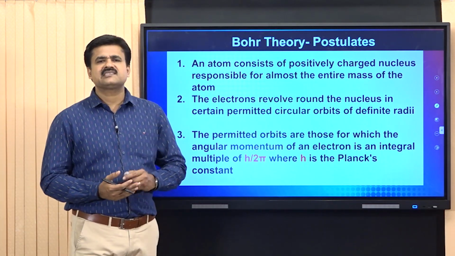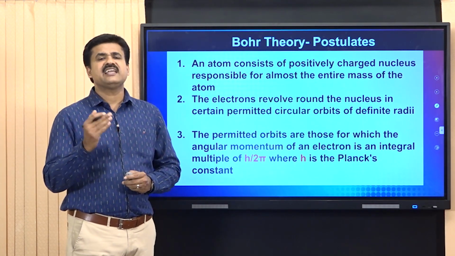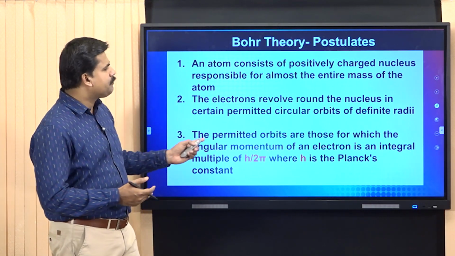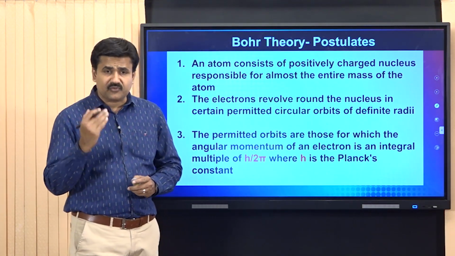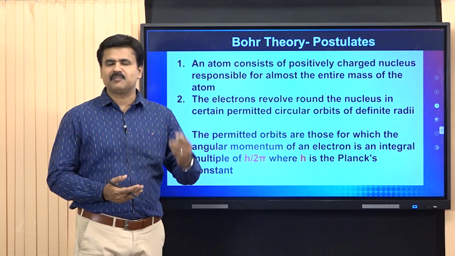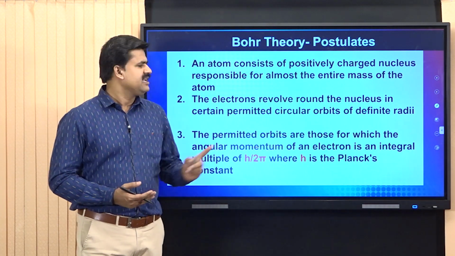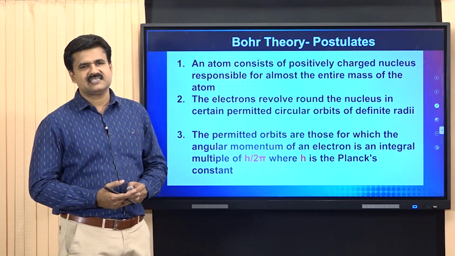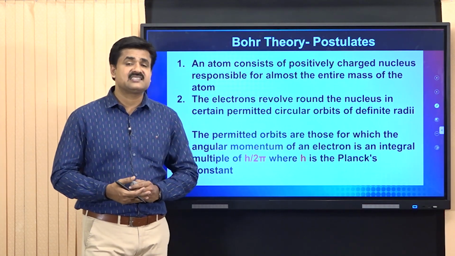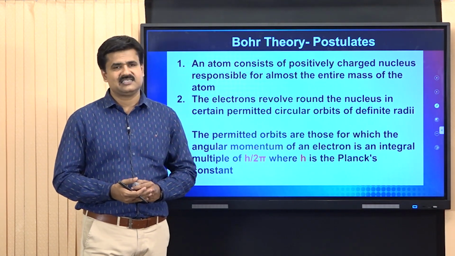The next one is about the angular momentum of an electron revolving in a particular orbit. The permitted orbits are those for which the angular momentum of an electron is an integral multiple of h by 2 pi. This h by 2 pi is sometimes referred to as h cross or Dirac. Here in h by 2 pi, h represents the Planck's constant, the value of which we already learned, that is equal to 6.626 into 10 raised to minus 34 joule second.